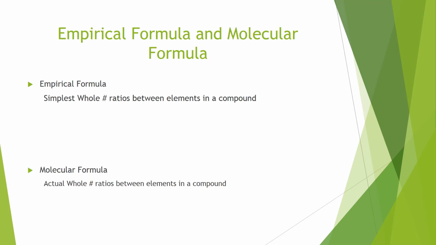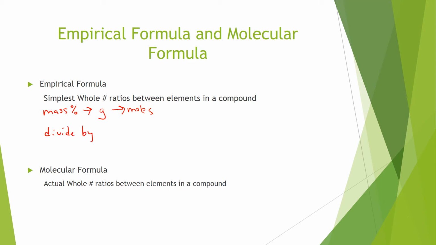Another part of stoichiometry is doing empirical formula and molecular formula. Remember that empirical formula is the simplest whole number ratios between the elements in a compound. So most of the time they give you mass percents, and what you do with those mass percents is you change that mass percent to grams. After you change that mass percent to grams, you then have to change those grams to moles, and this is moles of each element.